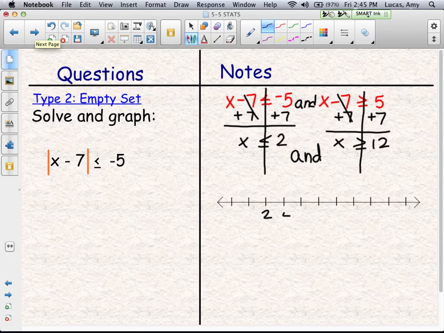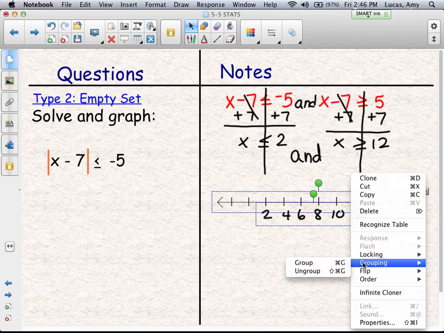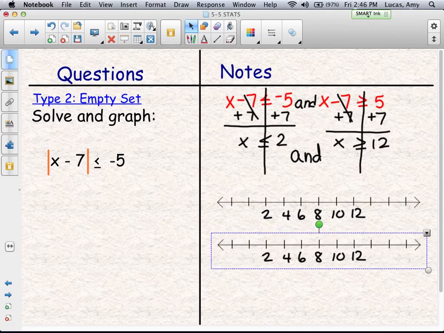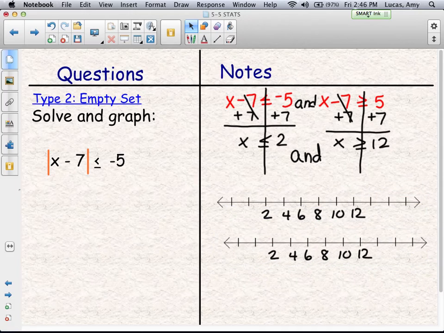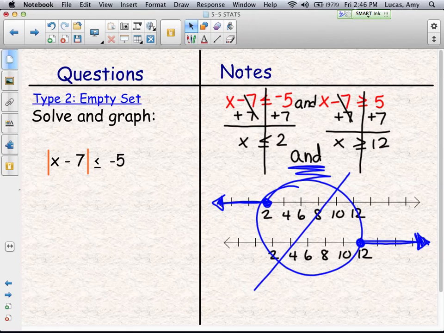So, if you think about the common sense here. Think about common sense. Can you pick a number that is less than or equal to 2 and greater than or equal to 12 at the same time? Is there a number that exists that is both of those things? No. So if you put these together for an intersection, they do not intersect. It's an empty set.